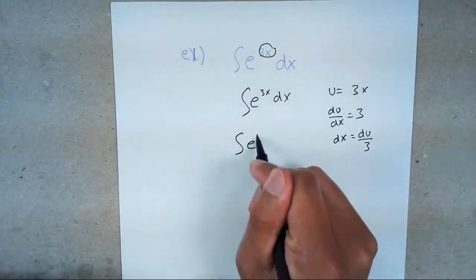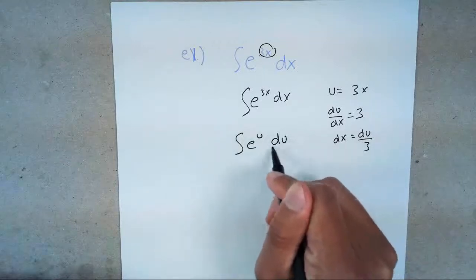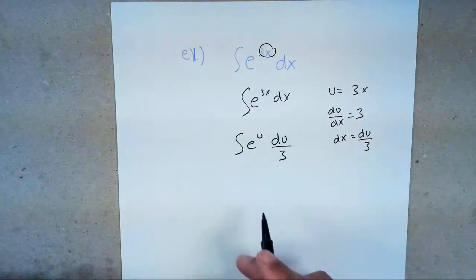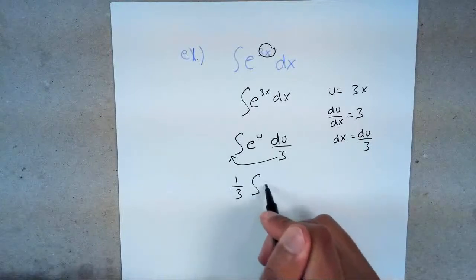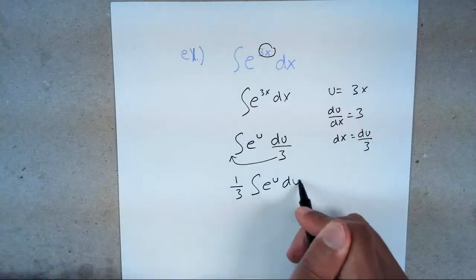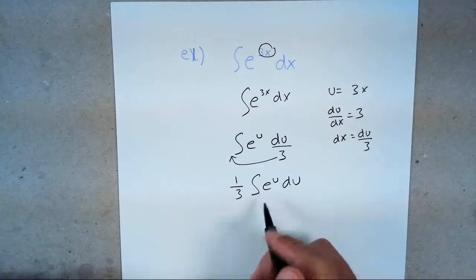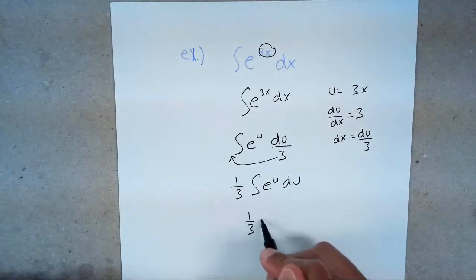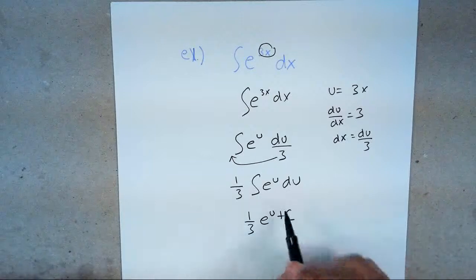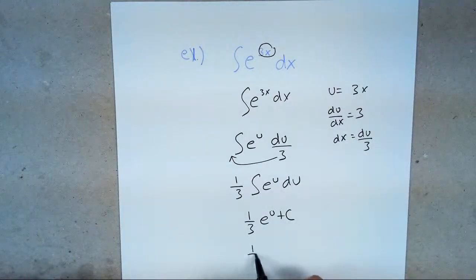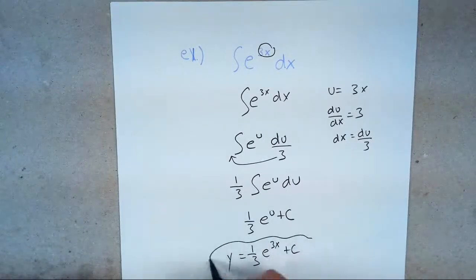This becomes e to the u, du over 3, and then just pull this 3 on the outside. So it's 1/3 times the antiderivative of e to the u with respect to u, and the antiderivative of e to the u is just e to the u, so your final answer is 1/3 e to the u plus c. But remember, you don't want e to the u because you actually want what u equals. So 1/3 e to the 3x plus c, and that equals y.